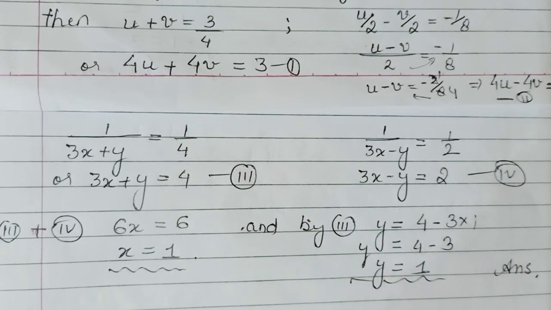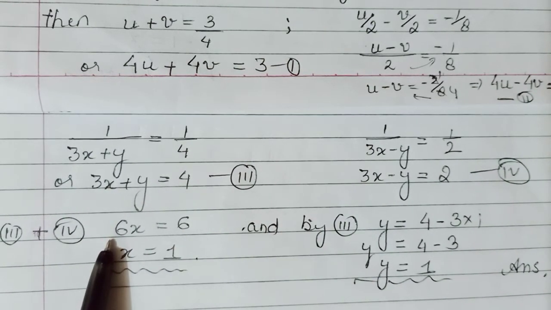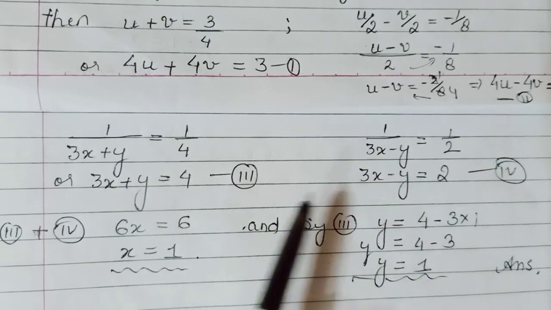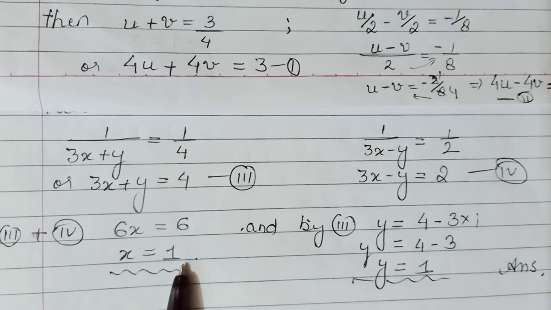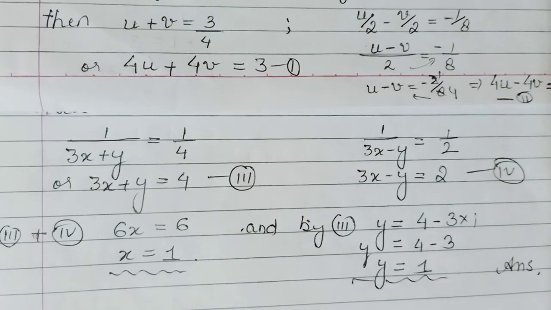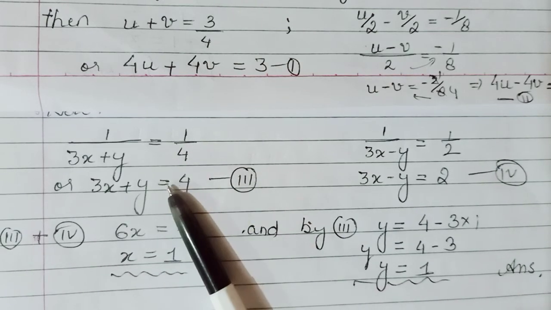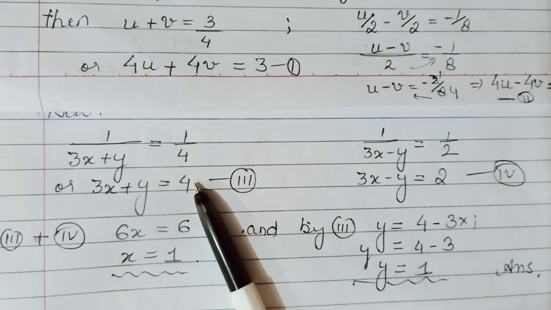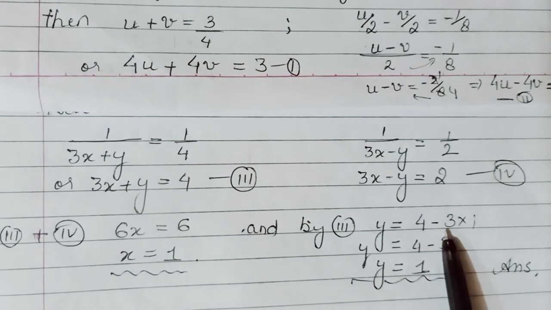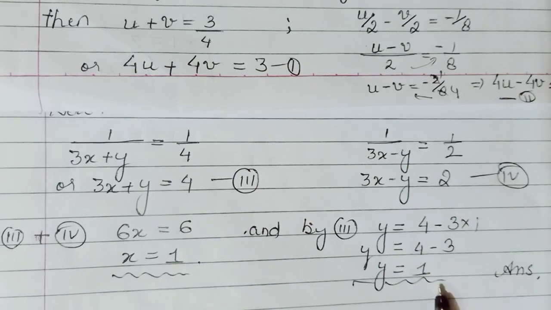You had plus y there and minus y here, so simply add these two equations. If you add those two equations, 3x becomes 6x, plus y minus y would cancel out, 4 plus 2 is 6. So x is equal to 6 upon 6, which is 1. So the first variable x is coming out to be 1. Putting the value of x in any of the equations, say in this one, the third, y is equal to 4 minus 3 into x, where x was 1. So y is also coming out to be 1.